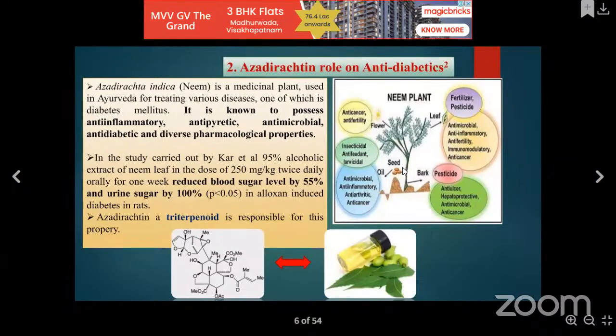That can be called neem oil. It has antimicrobial, anti-cancerous, and anti-arthritic properties. Okay, so this whole plant we can say has insecticidal, antioxidant, and larvicidal properties. So this Azadirachta plant has highly medicinal properties, we can say.